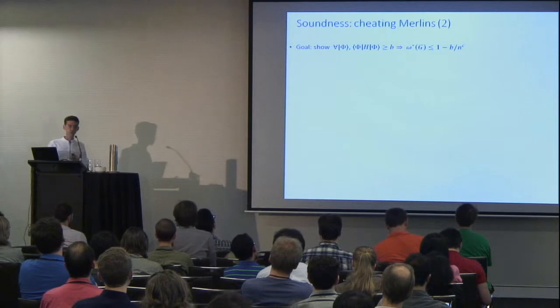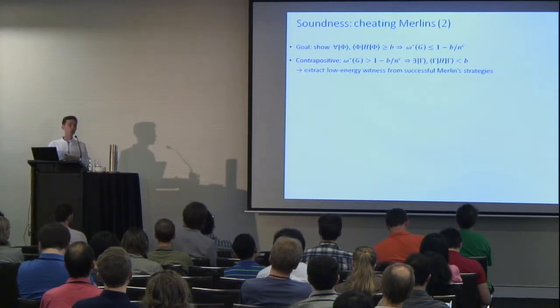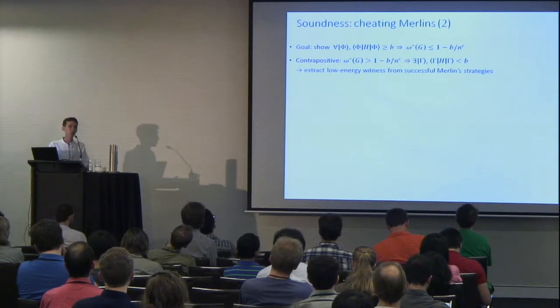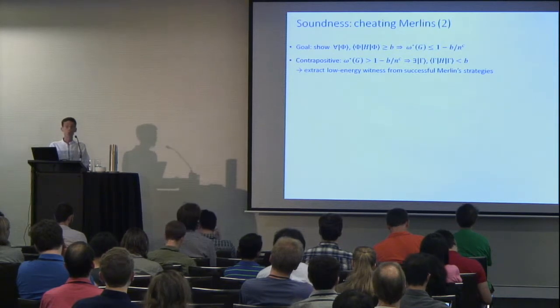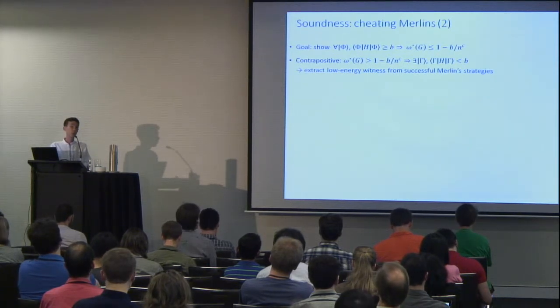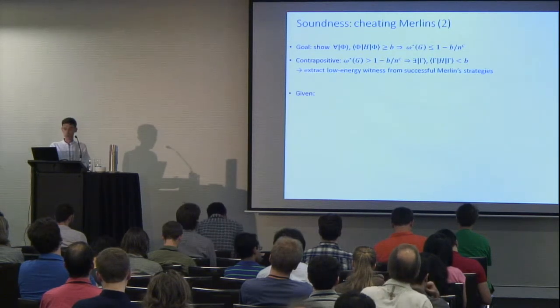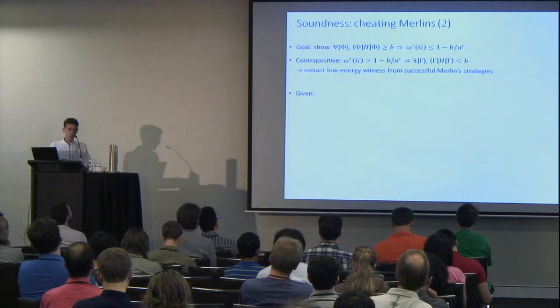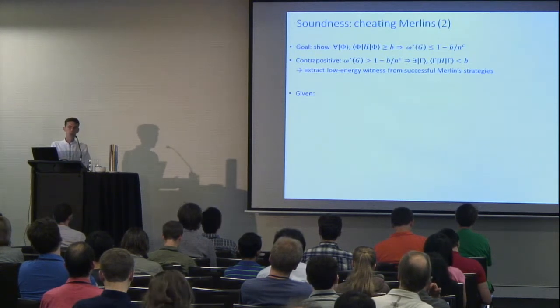Let's just see a little bit what we're trying to show. So we're trying to establish soundness. In order to establish soundness, what you have to do is, assuming that there's a good strategy for the Merlins in the game, you want to show that there exists a low energy ground state for your local Hamiltonian. So let's see why this is not so trivial to do, because what you're given to start with is 2 things.